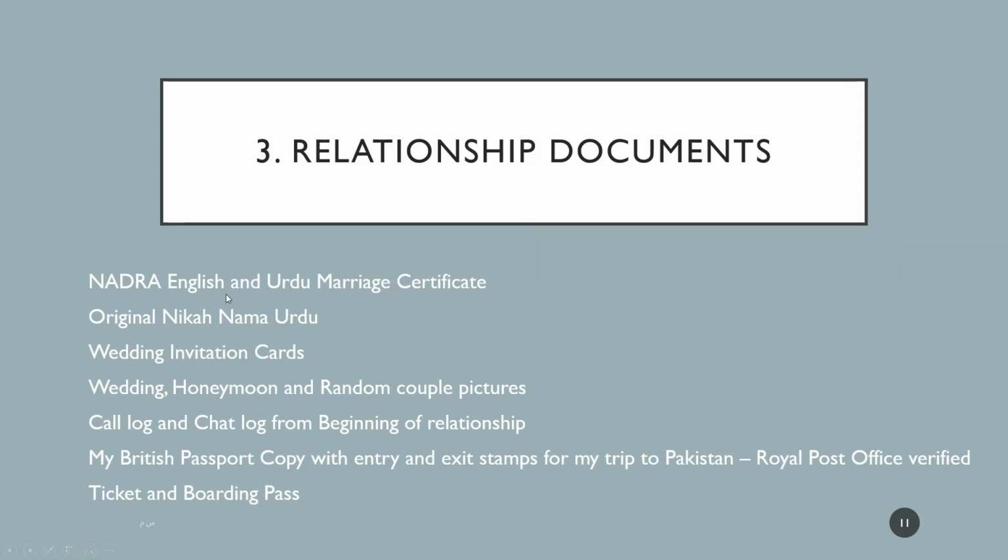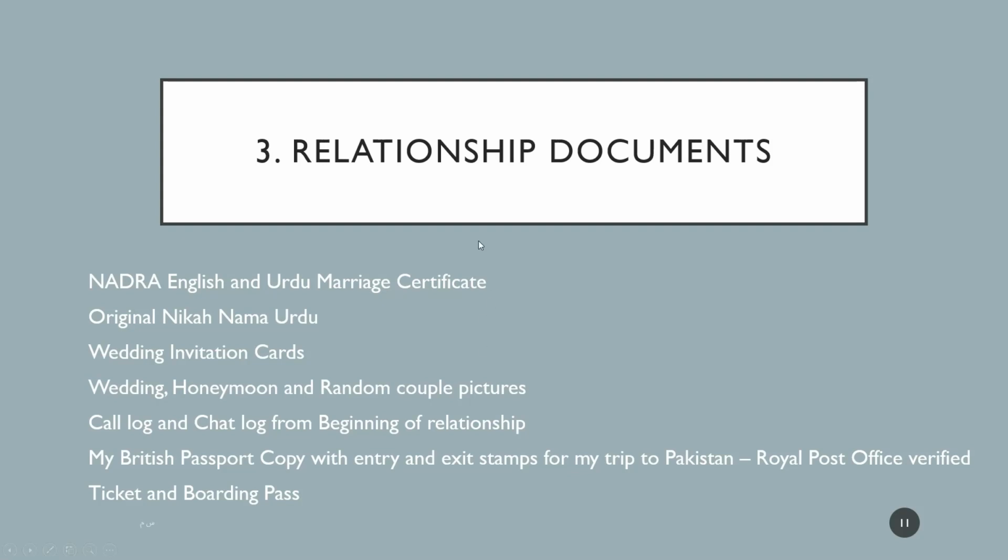Starting from Nadra English and Urdu Marriage Certificate. This certificate can be obtained from local union council. It has particulars of bride and groom written in English and Urdu side by side. Some people also obtain English translation of original Nikah from a solicitor. However, Nadra is a government institute, and English and Urdu marriage certificate issued by Nadra fully satisfies Home Office requirements.